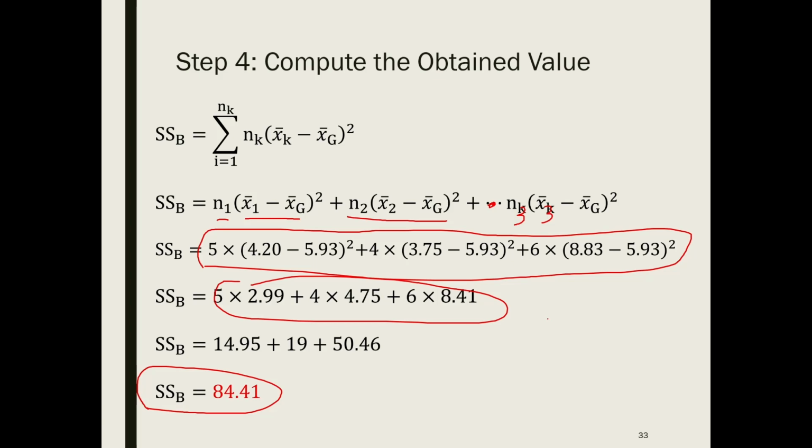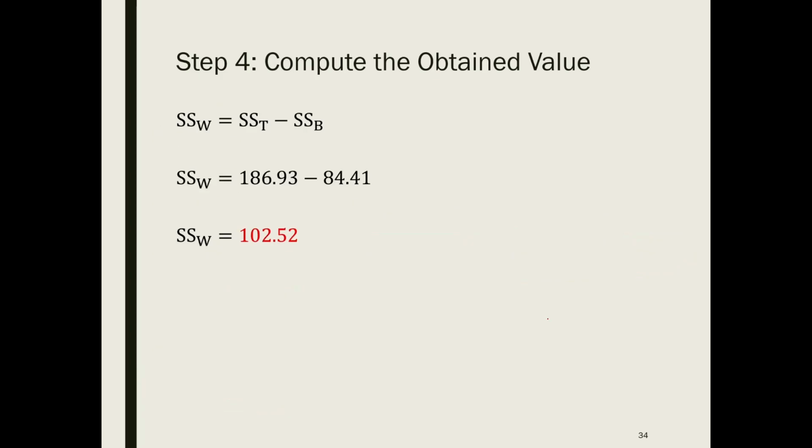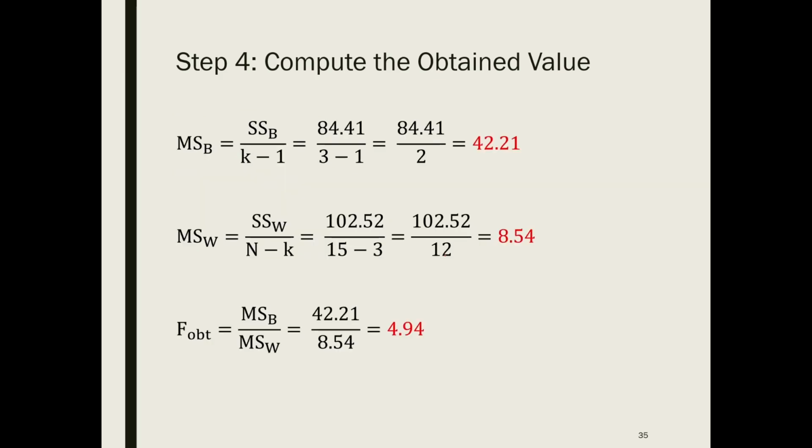So now you have the SST and the SSB. Where is the SSW? It's easy, just the SST minus SSB. That will be the SSW as 102.52. Right? Now you have the MSB, which is the top of the obtained F value formula.